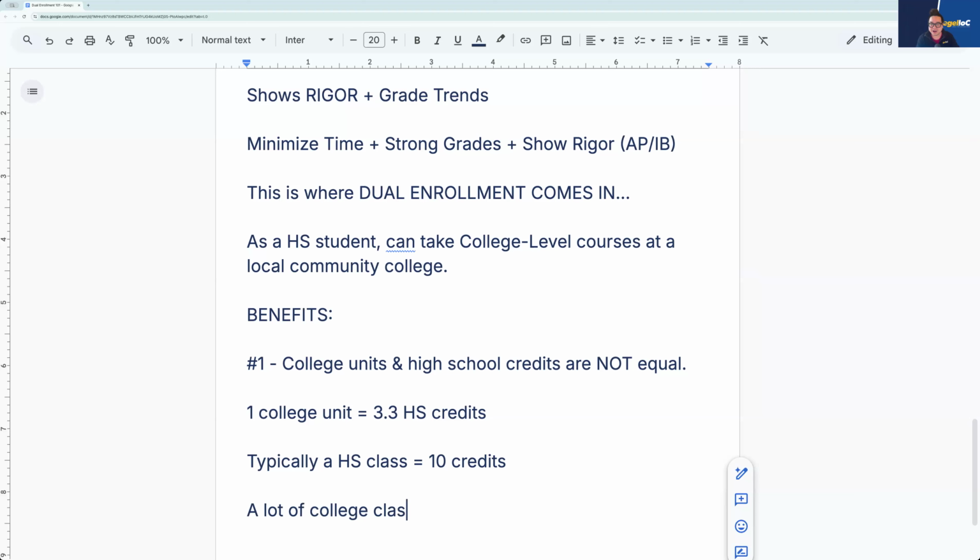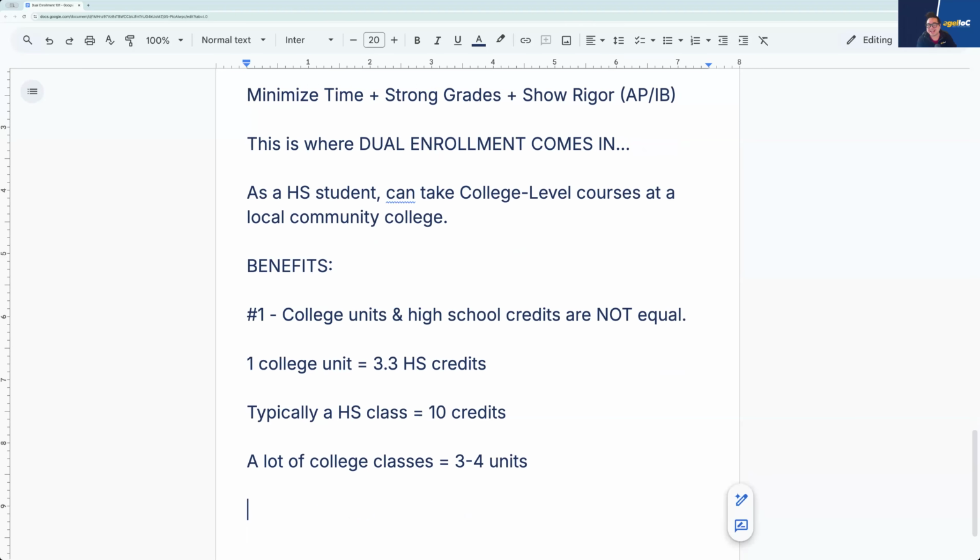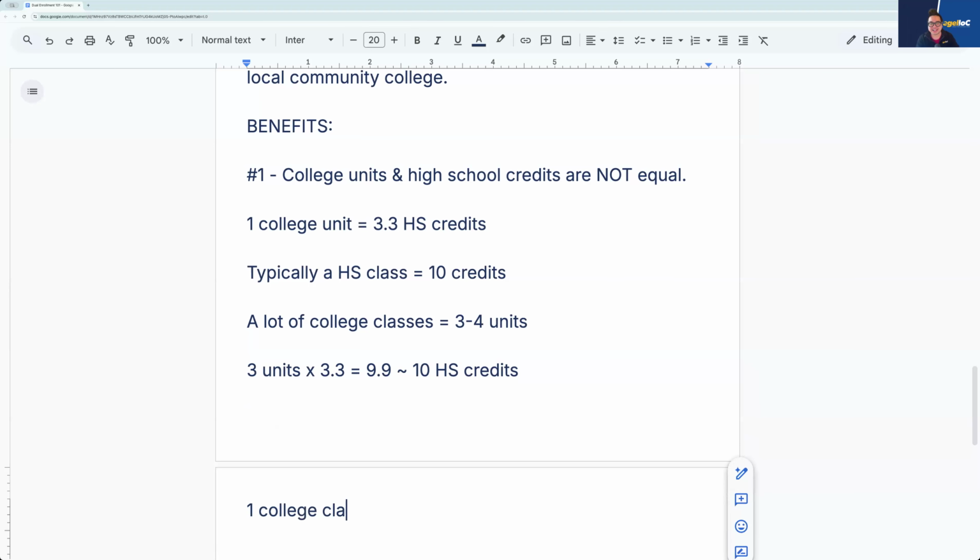A lot of college classes are 3 to 4 units. Just do some simple math: if a class is 3 units, you multiply by the 3.3 conversion, that's about 9.9 or 10 high school credits. What does that mean? One college class is equivalent to a year-long high school class. So one semester of college is equivalent to a full year of AP or full year of IB. That's the first conversion right away.